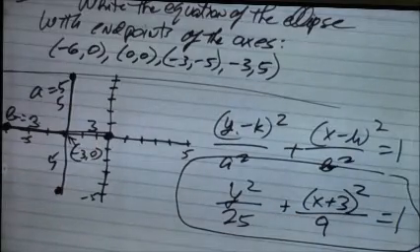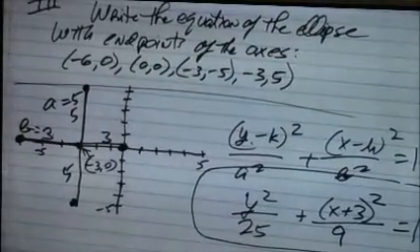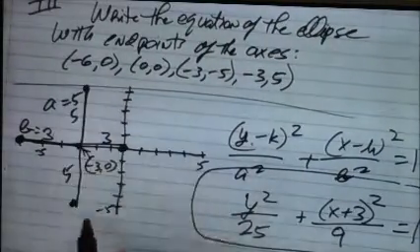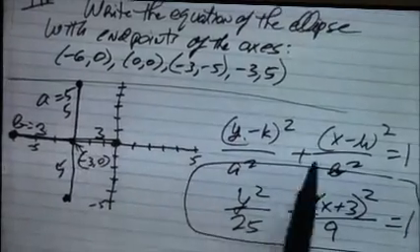And we've now made the equation because we had enough information to figure out where the center was, to figure out whether it's vertical or horizontal, because that one's larger, and to use those numbers as A and B.